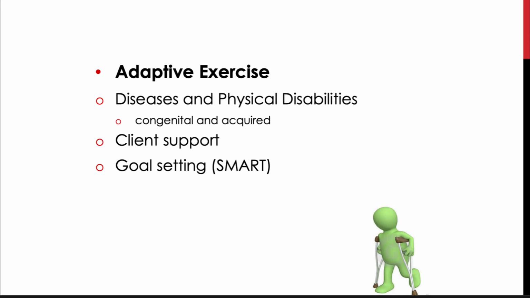So you'll learn about different diseases and disabilities. Kinds that you're born with, or congenital diseases, or kinds that you acquire because of some injury or some kind of accident. So you'll learn about the different disabilities that people have in the clinic. And then you'll learn about different ways that we support our clients and how we set goals with our clients that are SMART: specific, measurable, attainable, realistic, and timely, which is what the SMART acronym stands for. So you'll learn about appropriate goal setting, supporting your clients, and types of diseases and disabilities.